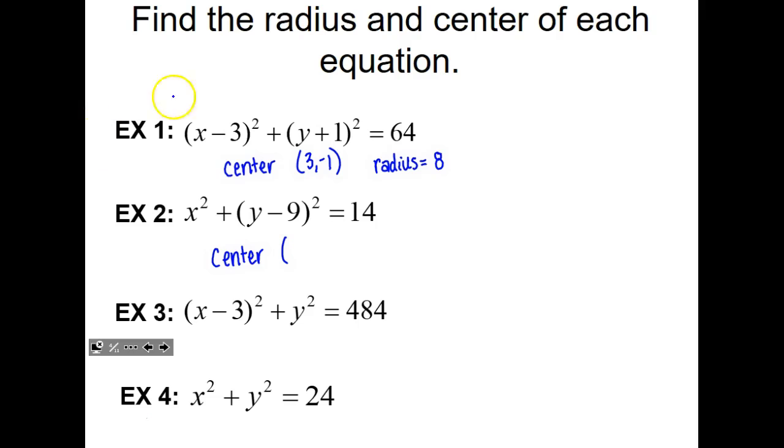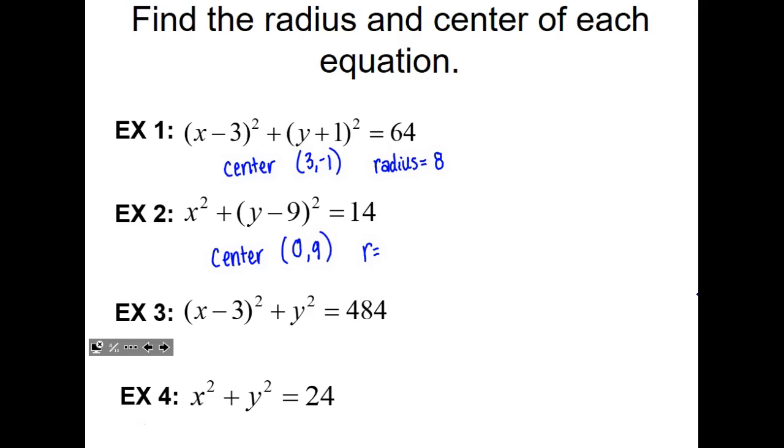Okay. So like on number 1, we had the opposite of this. So we had a positive 3, and here we had a negative 1 for our y-coordinate. This one's a little different because there's nothing with the x. So if there's nothing there, what would we put? It's going to be 0. So our x-coordinate is 0. And what would the y-coordinate be? 9. Good.